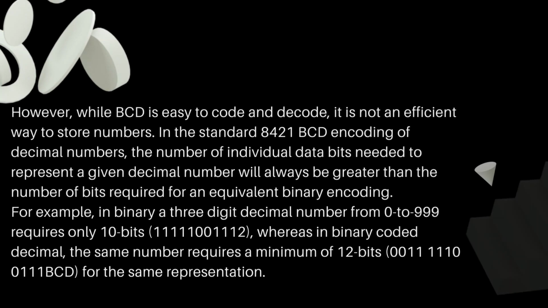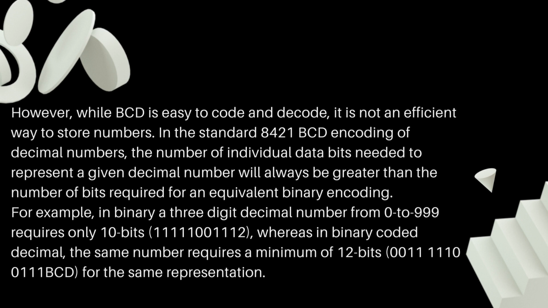However, while BCD is easy to code and decode, it is not an efficient way to store numbers. In the standard 8421 BCD encoding of decimal numbers, the number of individual data bits needed to represent a given decimal number will always be greater than the number of bits required for an equivalent binary encoding. For example, in binary a 3-digit decimal number from 0 to 999 requires only 10 bits, whereas in binary coded decimal, the same number requires a minimum of 12 bits for the same representation.